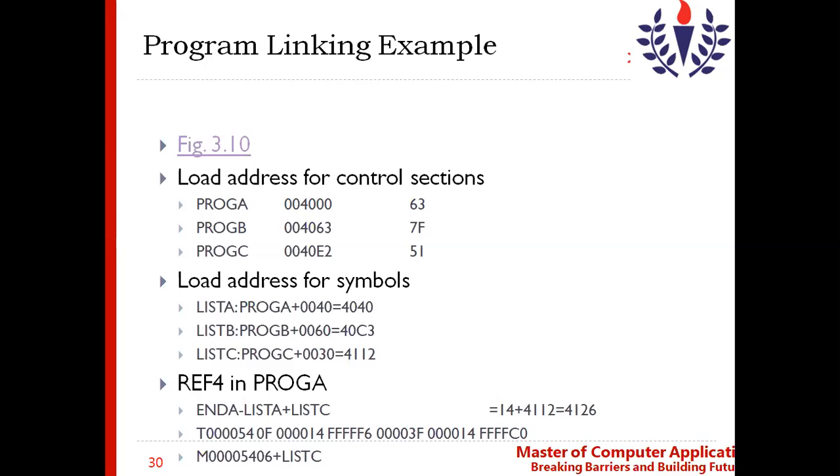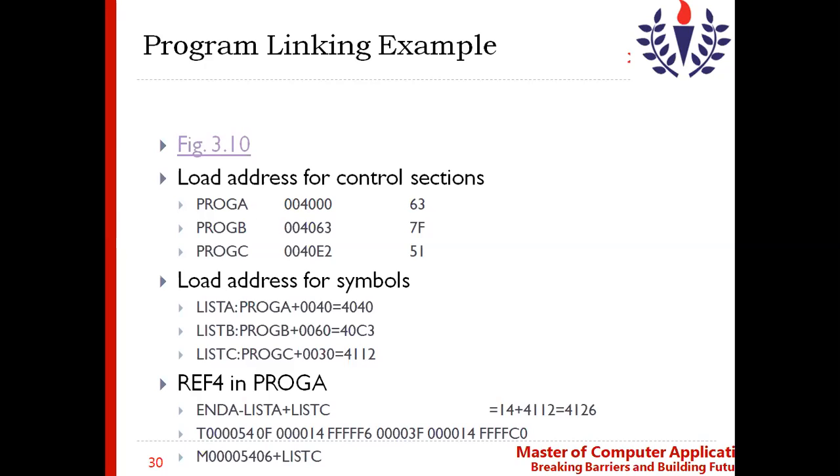So the existing object code was 000014, and 4112 will be added. That gives you 4126. The preceding zeros are not kept here. So 004126 is the object code after doing the linking process.